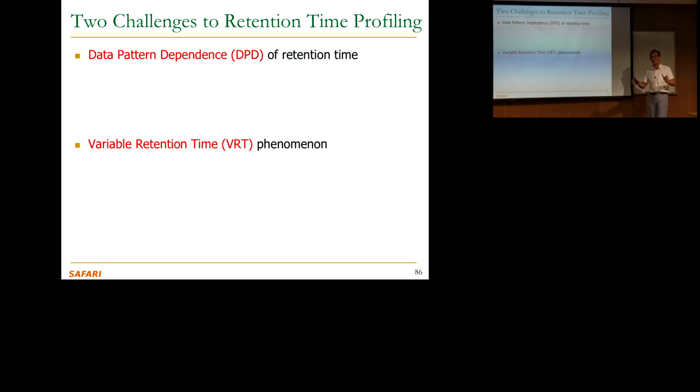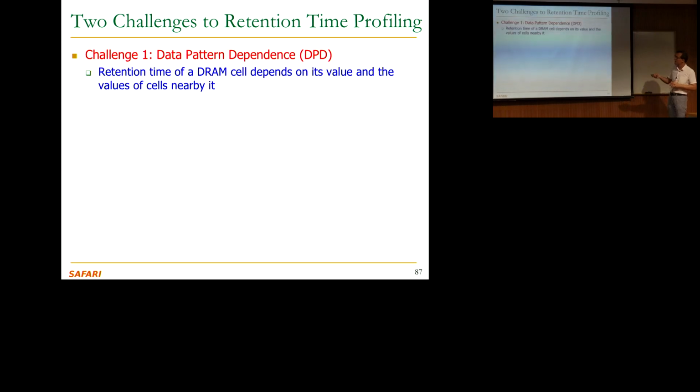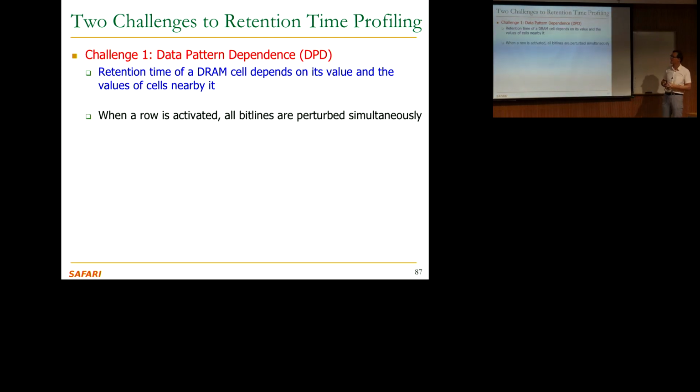We've seen that yesterday with Rowhammer, right? The data patterns that cause a lot of coupling between the cells actually lead to an order of magnitude more errors compared to data patterns that do not cause a lot of coupling. That's true for retention also. Basically, the retention time of a DRAM cell depends on the value of the cell and the values of the cells that are nearby it. And this is because of coupling.